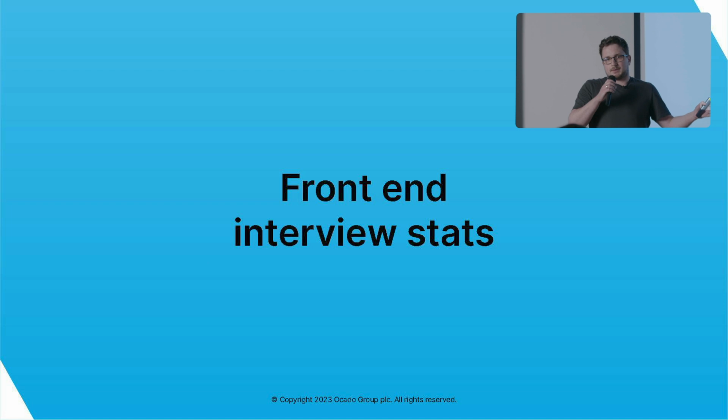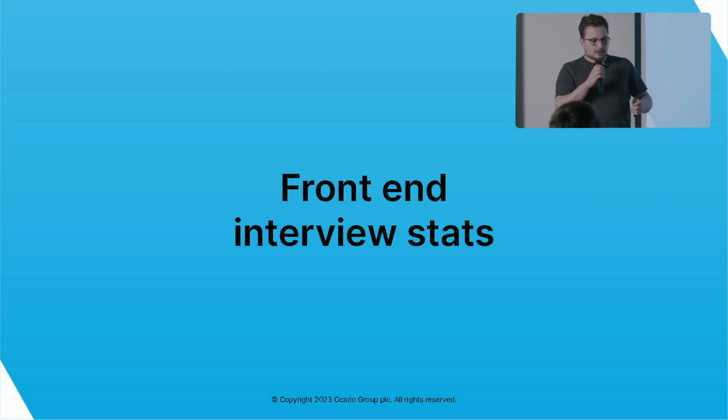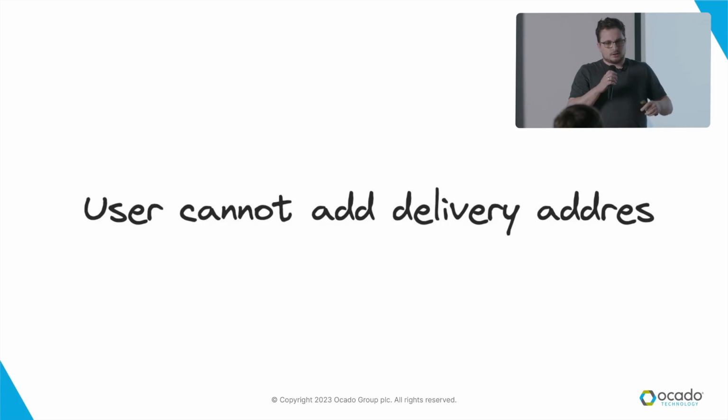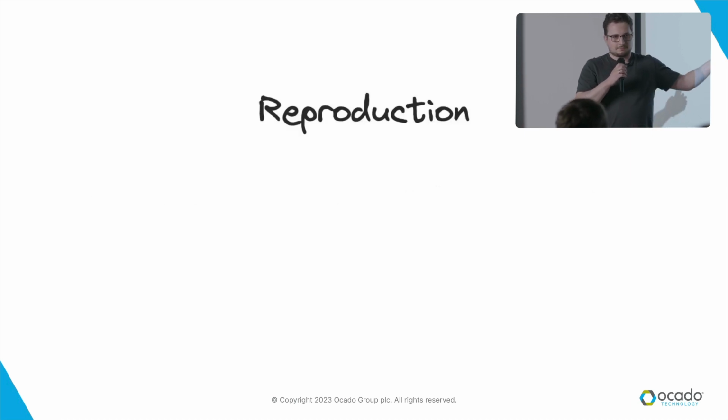Recently I spent like 80 hours during technical interviews, and I prepared statistics from 25 interviews. During these interviews, we talk about such problems, essentially solving issues. So imagine you get a support ticket that says that a user cannot add a delivery address, for example. So what do you do? People tell me, I would try to reproduce the issue.